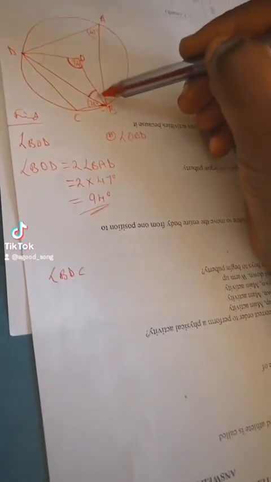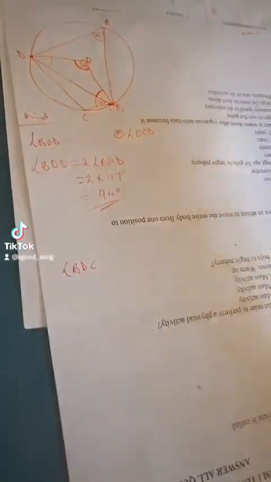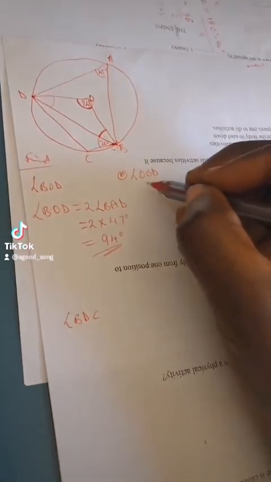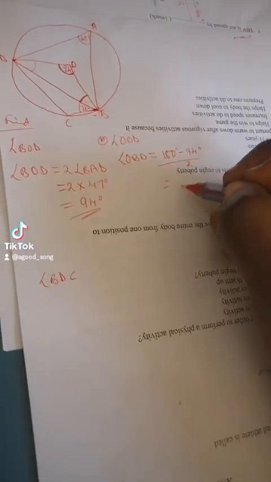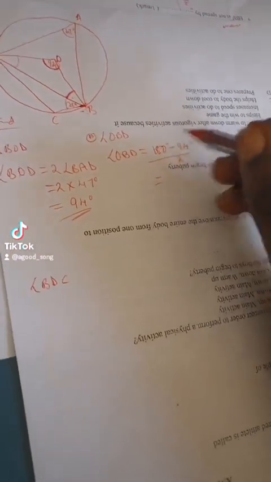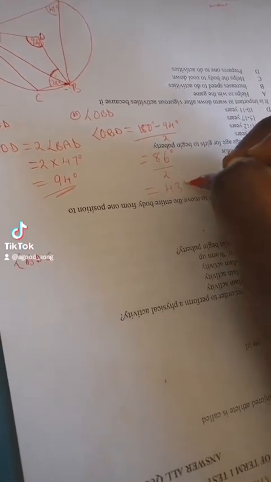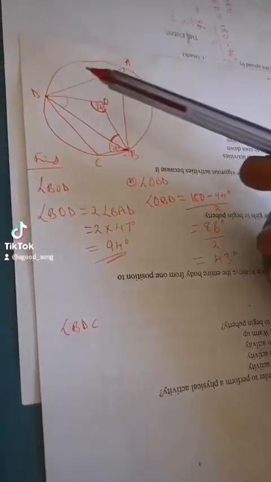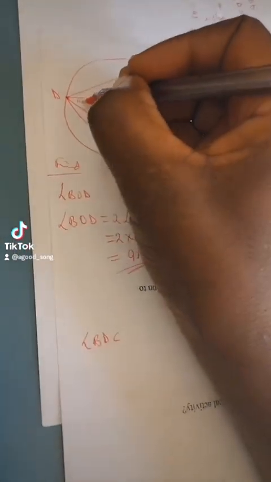Since we know this one, we'll be able to know the size of angle B by subtracting 94 from 180, then dividing the difference by 2. So angle OBD is equal to 180 minus 94 degrees over 2, which gives us 86 degrees, then divided by 2, giving us 43 degrees. So angle OBD is 43, and angle ODB is also 43. These two angles are 43 degrees, 43 degrees.